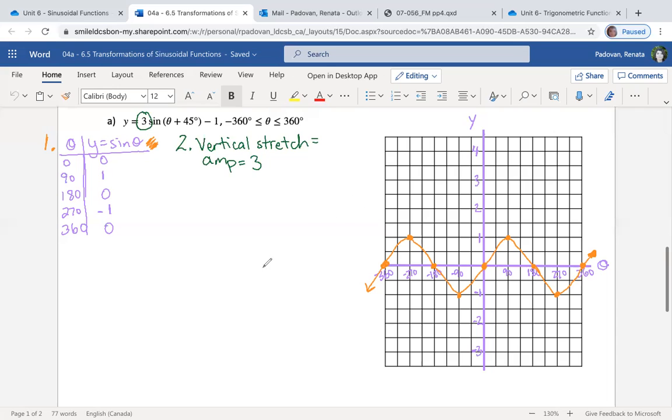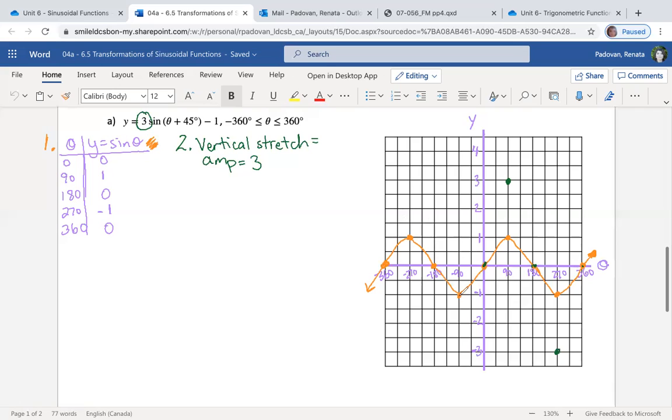So what is 0 times 3? 0 times 3 is still 0, right? But 1 times 3 is now going to be way up here. 0 times 3 is 0. Negative 1 times 3 is now way down here at negative 3. And 360 on theta here, sorry, times 3 is still 0. I still have to put green there. Wherever it's 0, it's going to stay and remain 0. But the values of 1 and negative 1 are going to go up to 3 and negative 3.